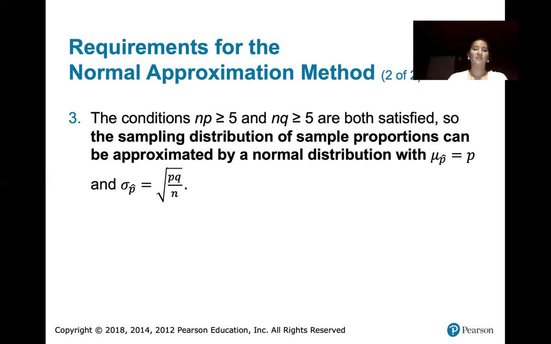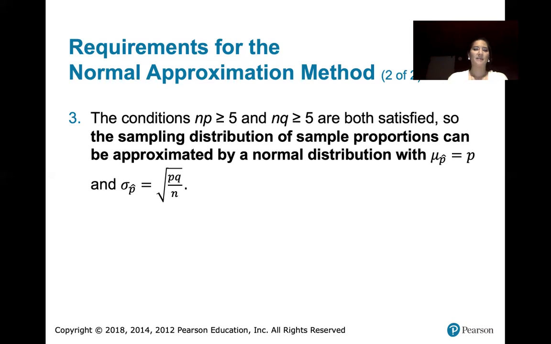Okay, so if the number of failures and the number of successes are both greater than or equal to 5, then the sampling distribution of the sample proportions can be approximated by a normal distribution with a mean equal to that population proportion in our null hypothesis and a standard deviation equal to the square root of p times q over n.